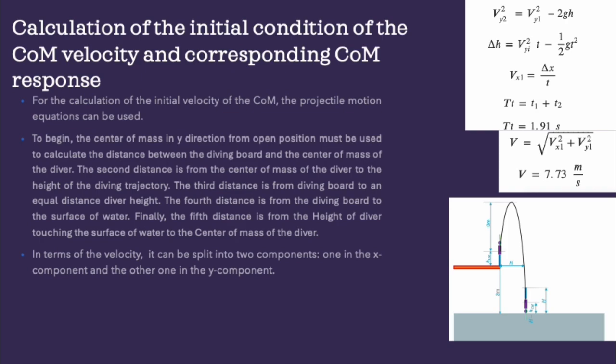The fourth equation was used to calculate the total time, which was divided between two parts. The first part was when the body was moving from the board all the way to the highest altitude, and then from the highest point all the way to the water. The magnitude of the velocity is found using the Pythagorean theorem with the x component and the y component of the velocity, which gave us 7.73 meters per second.